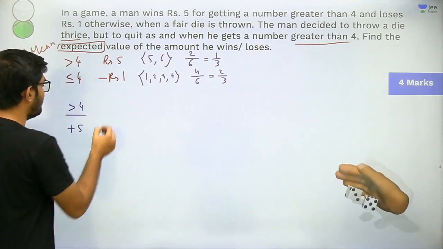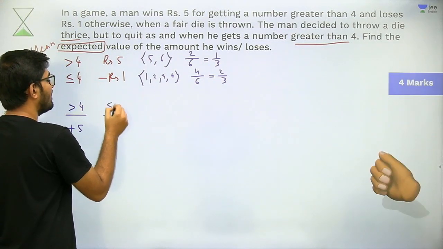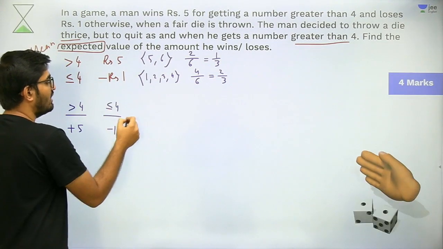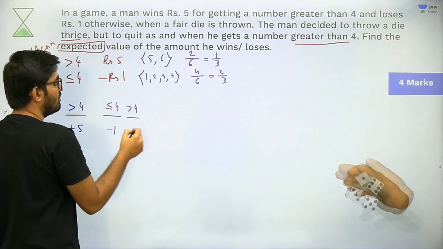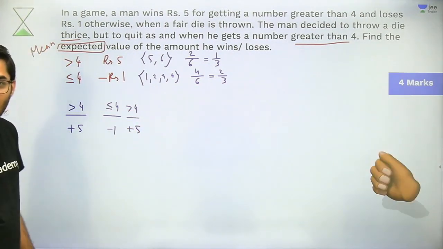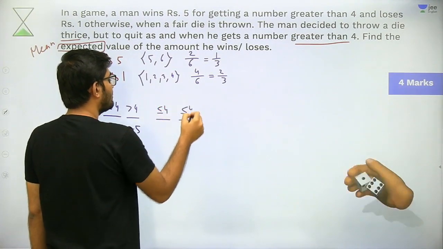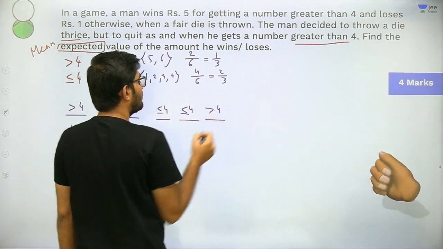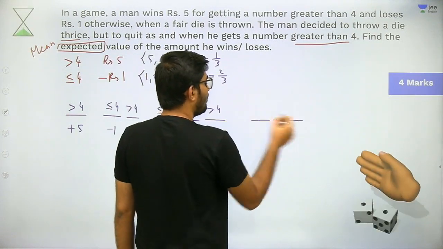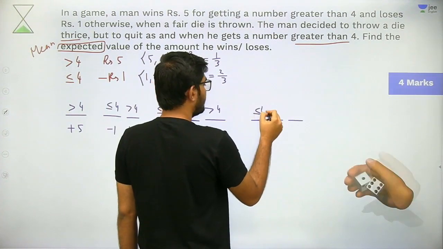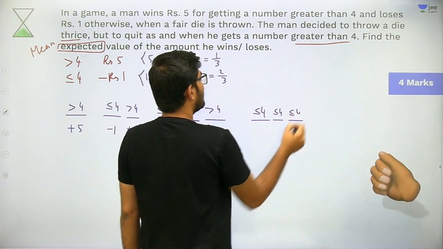Or the second case can be: the first time he got a number less than or equal to 4, so minus 1, and in the second throw he got greater than 4, so he will get plus 5. This is the second case. The third case can be: he got less than or equal to 4 first, then again less than or equal to 4, and then he got greater than 4. And one more case can be that in all 3 tosses he got less than or equal to 4, less than or equal to 4, less than or equal to 4.